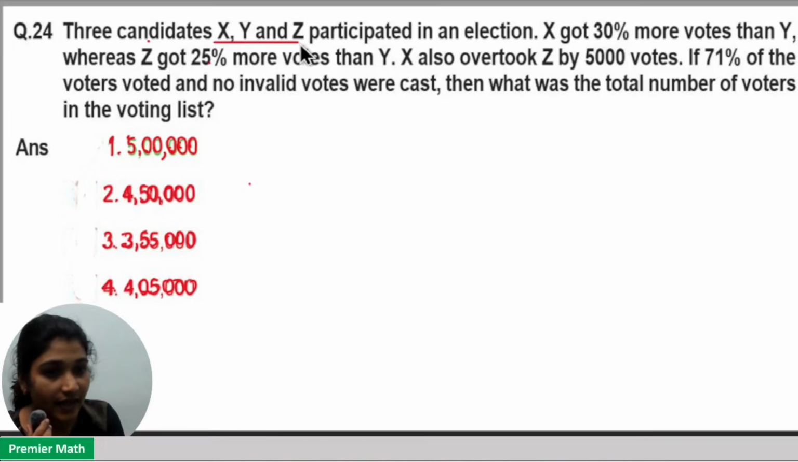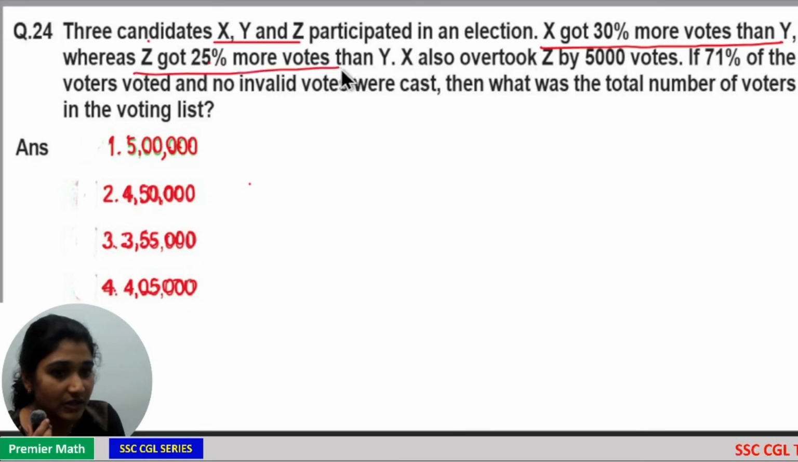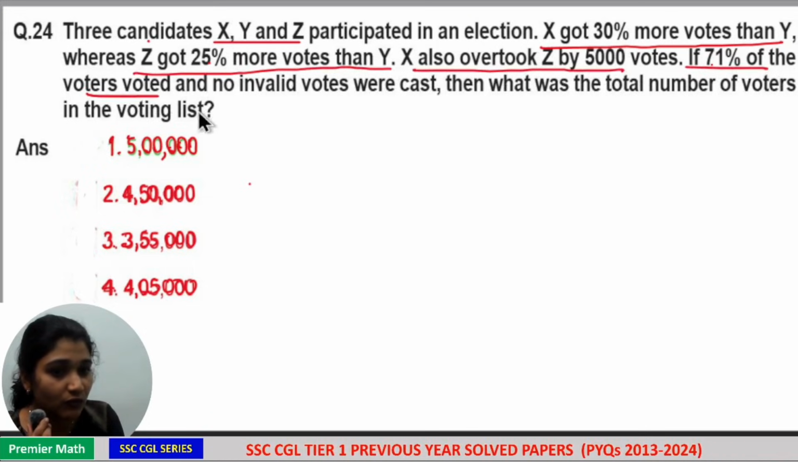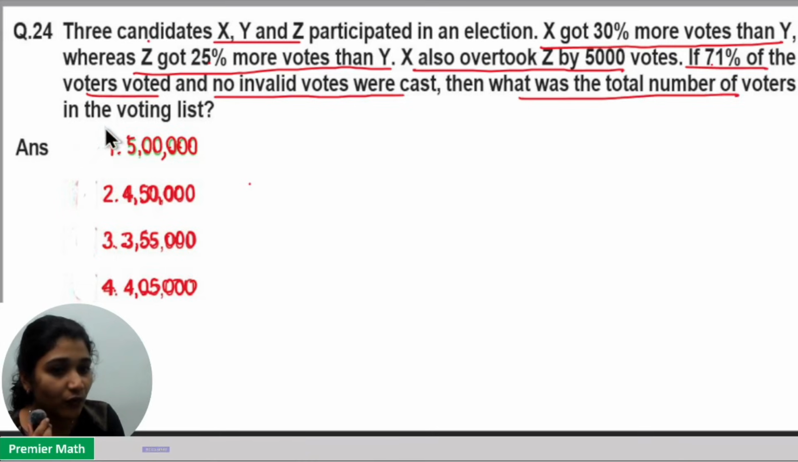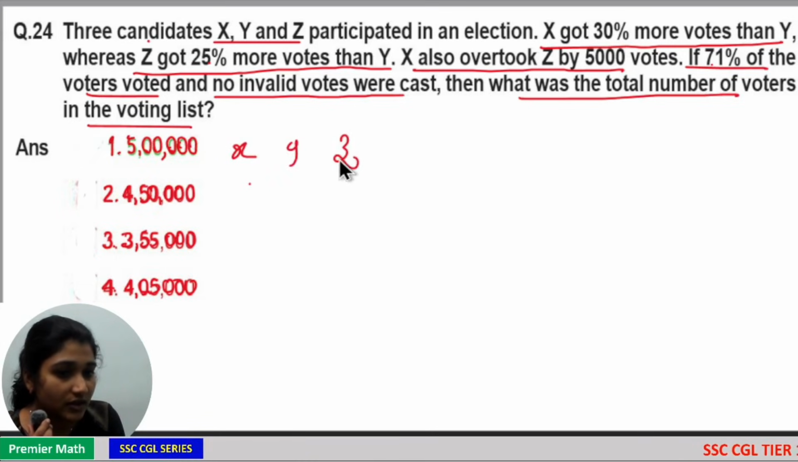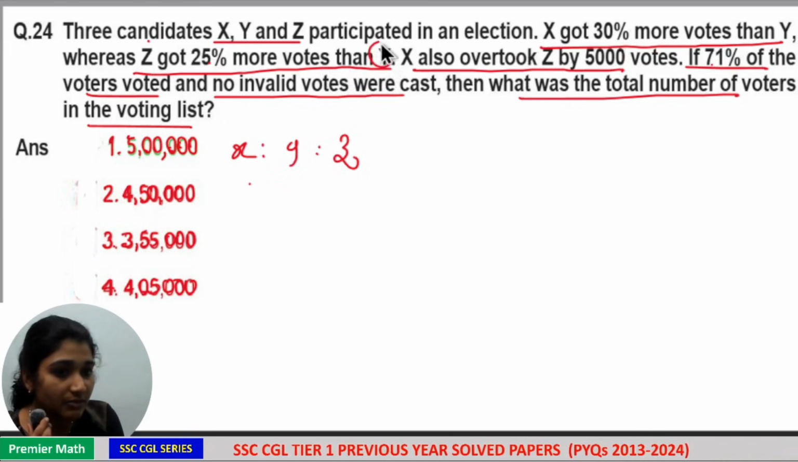Three candidates X, Y, Z participated in an election. X got 30% more votes than Y, whereas Z got 25% more votes than Y. X also overtook Z by 5,000 votes. If 71% of the voters voted and no invalid votes were cast, then what was the total number of voters in the voting list? Here, first take the ratio of X, Y, and Z. Here, X is compared to Y and Z is compared to Y. Here, the independent person is Y. That is, Y is not compared to anyone.